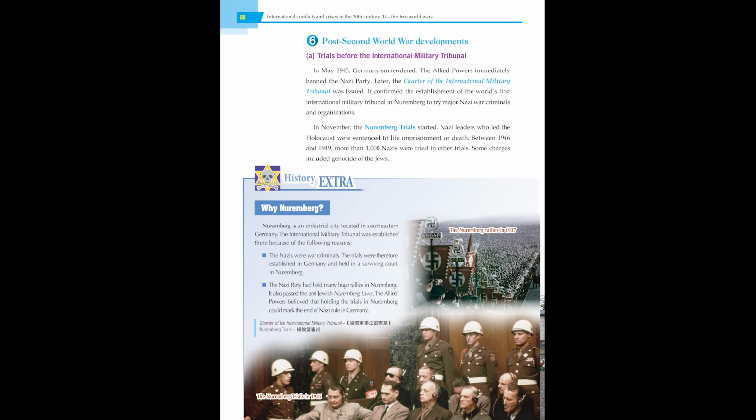Nazi leaders who led the Holocaust were sentenced to life imprisonment or death. Between 1946 and 1949, more than 1,000 Nazis were tried in other trials. Some charges included genocide of the Jews.